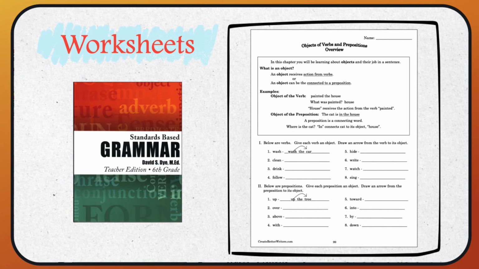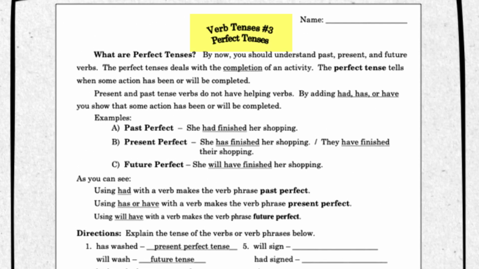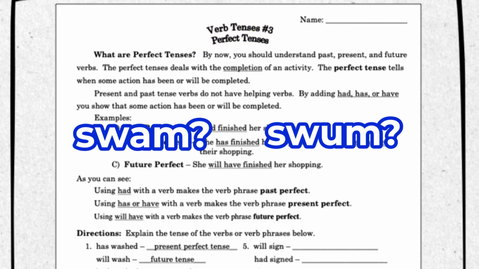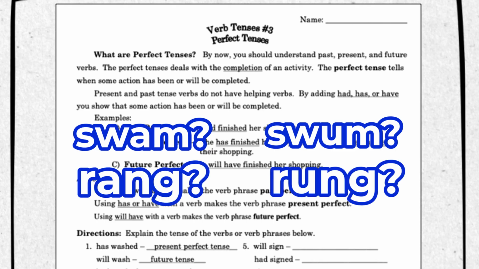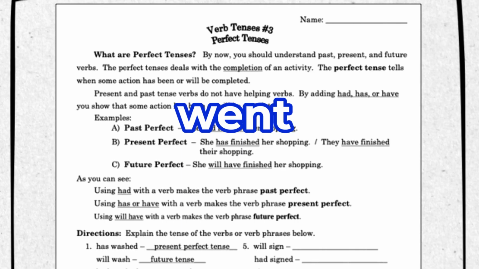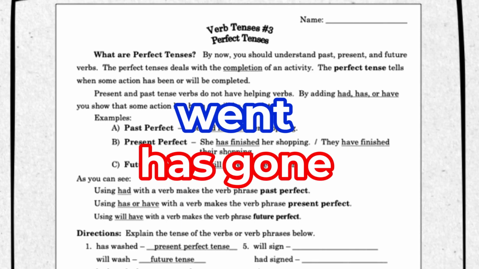Here's a worksheet on verb tenses where the students learn about perfect tenses. I like this worksheet because it reminds me of when I was in school. I always wondered why we had words like swam versus swum. Like, what's up with swum? Or rang or rung. Why would we use one versus another? And things like we say went, but we wouldn't say he has went. We'd say he has gone.